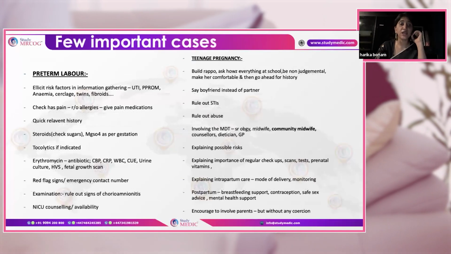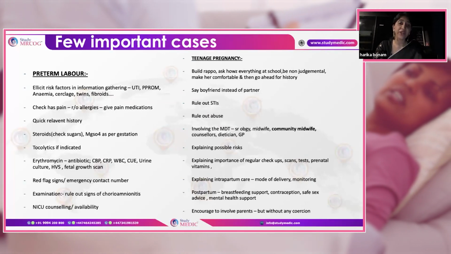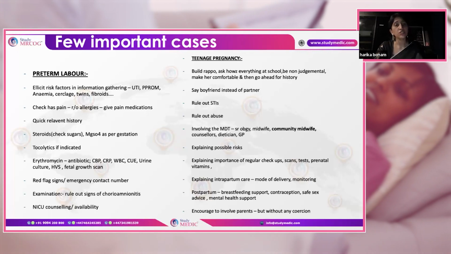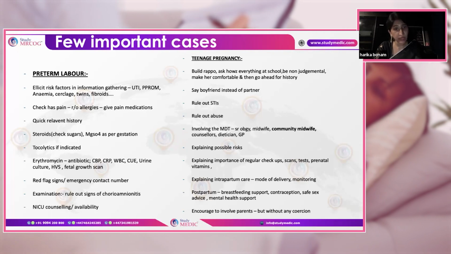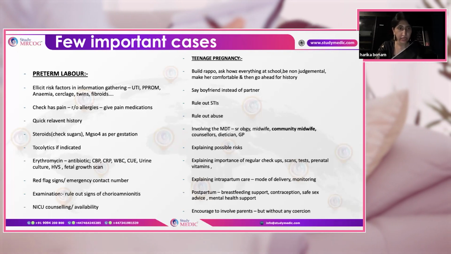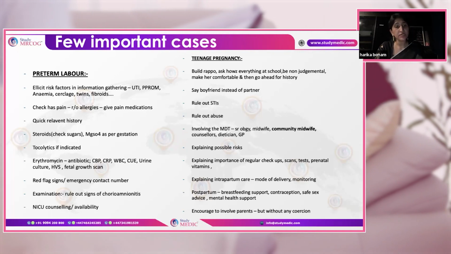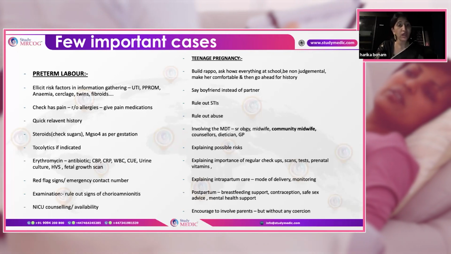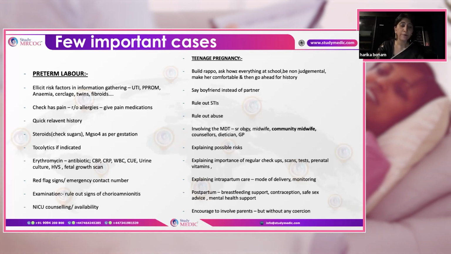Now, if it is a case of preterm labor, again, you'll have to elicit all the risk factors. Is there a history of urinary tract infection or any leak or anemia, any cerclage, twins, fibroids? So these things you'll have to ask and check if she has pain, rule out allergies and give pain medication. Always, any patient with pain, quick relevant history. Preterm labor, it is important to give steroids and magnesium sulfate as per the gestation. Tocolysis, if indicated, see that there are no contraindications.